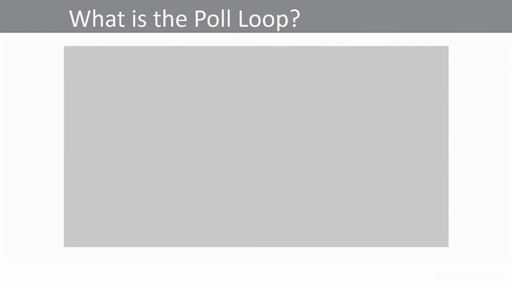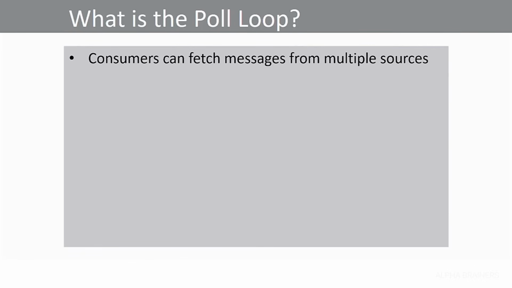Okay, let's talk a little more in detail about what happens during the pull operation. So first of all, let's explain in more detail what the pull loop actually is. As we already know, consumers can fetch messages from multiple sources, and so a pull is really an event loop, so it's going to continuously occur over and over again. And the idea behind this is that several actions will take place each time a pull loop occurs.